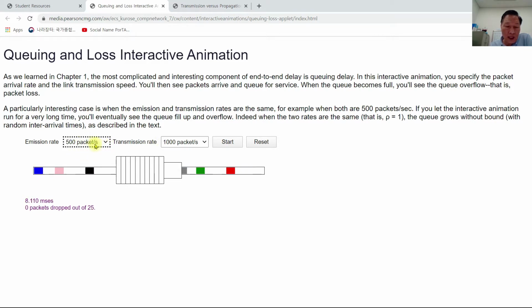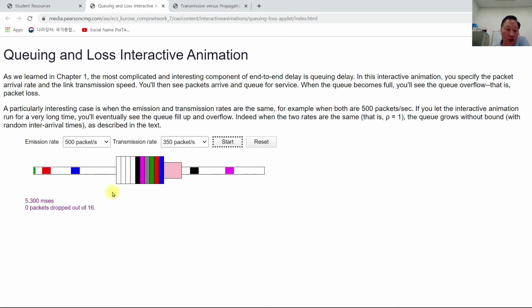But okay, let's use the same value here, but with a slower outgoing speed, and let's start again. Then you can see this one is so slow. As time elapses, the queue will be used, and after a certain amount of time, this buffer will be fully occupied. Then packet drop will happen.